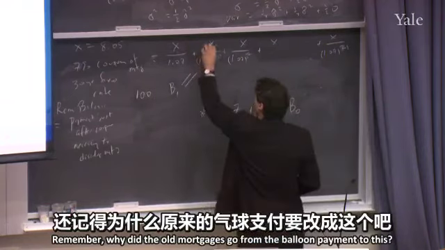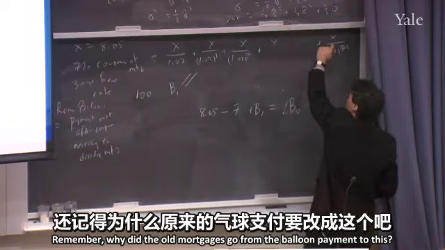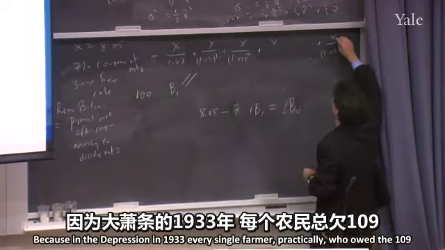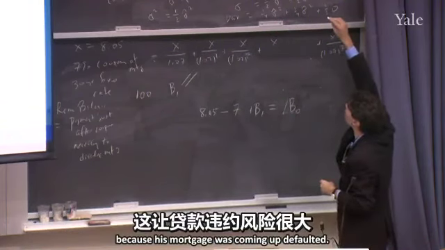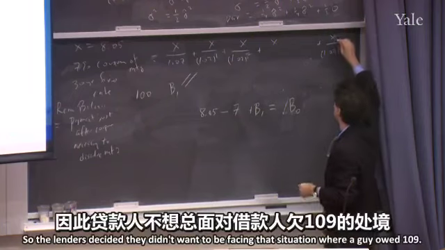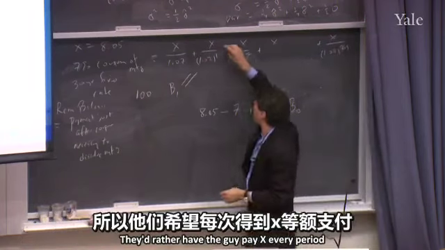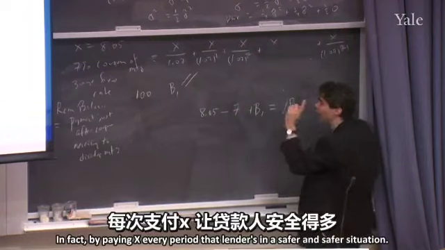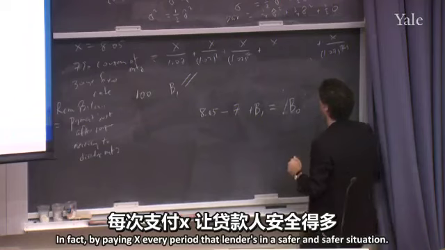But remember, why did the old mortgages go from the balloon payment to this? Because in the Depression in 1933, practically every single farmer who owed the 109 because his mortgage was coming up defaulted. So the lenders decided they didn't want to face a guy owing 109. They'd rather have the guy pay X every period, so there's never this gigantic payment that he's going to default on. In fact, by paying X every period, the lender's in a safer and safer situation.